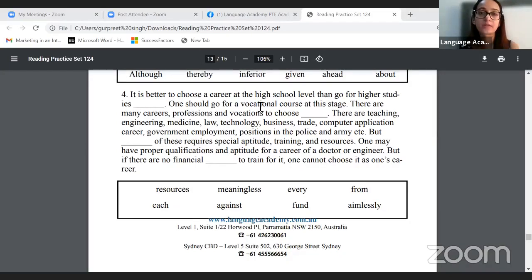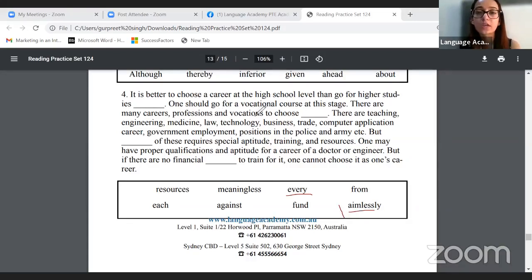Good, very well done. Good start and a good end. It is better to choose a career at the high school level than go for higher studies. So the sentence was complete. So we should look for an adverb, and we had only one, two, every and aimlessly. Every is also an adverb. So we'll go with aimlessly. Every doesn't fit at the end of the sentence.